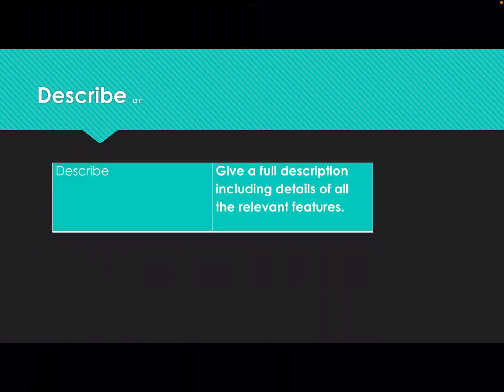And then another common one, describe. Again, it picks up in the Level 2 IT criteria, and giving a full description, including details of all the relevant features. And a lot of students do get very, very confused between describing and explaining. So you really need to hone in on the differences between those two command words for sure.